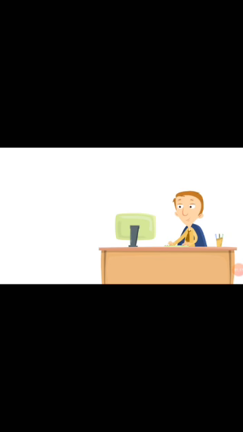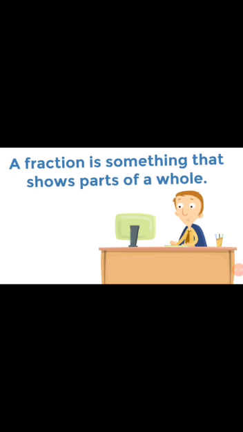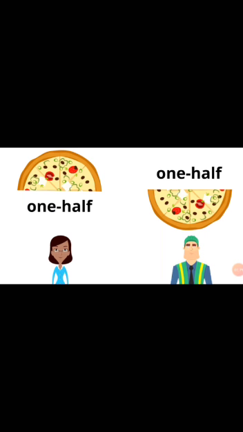So they split the pizza in half. Each of them gets 1/2 of the pizza. Isn't that neat? Now everyone has pizza. They split it right down the middle. Now remember, a fraction is something that shows parts of a whole. So here is what the fraction looks like. A 1, a line, and a 2. That is the fraction 1/2. Each of them, Cindy and Chomsky, gets 1/2 of the pizza.